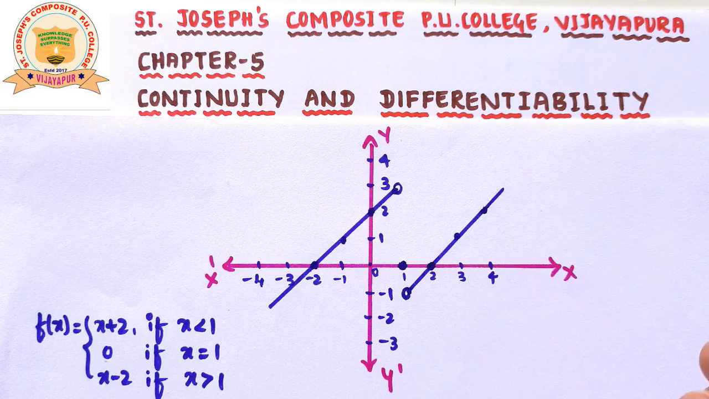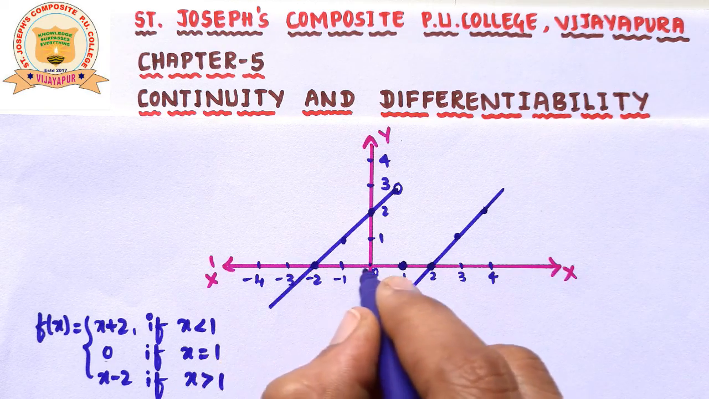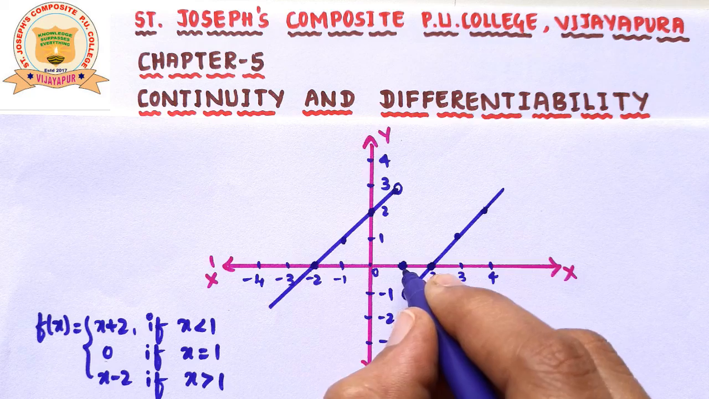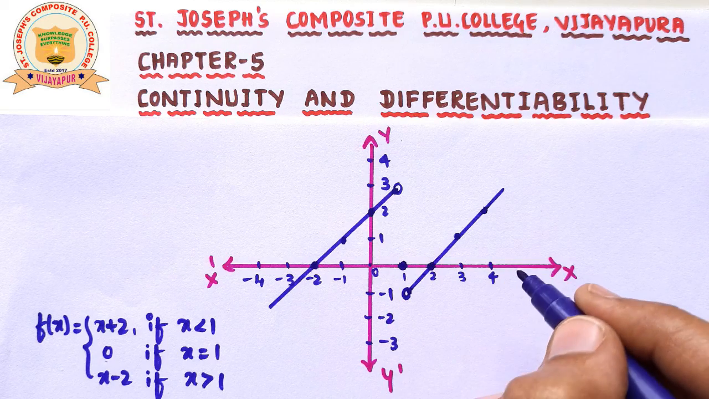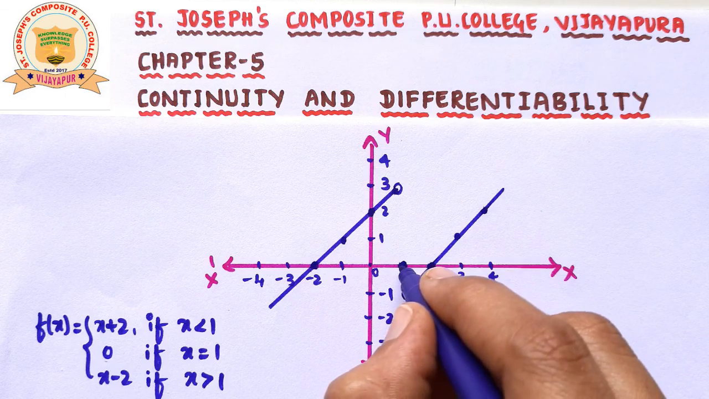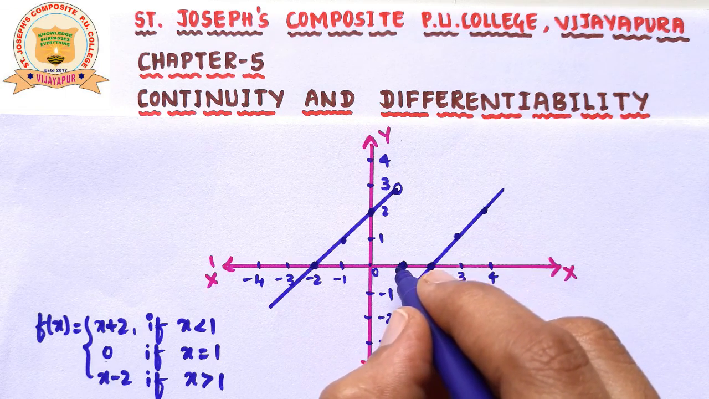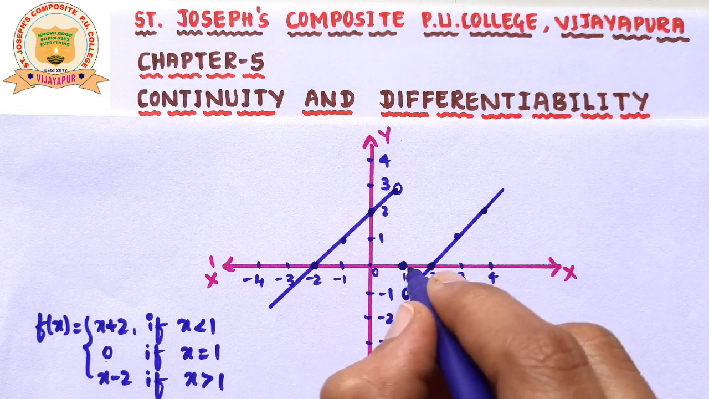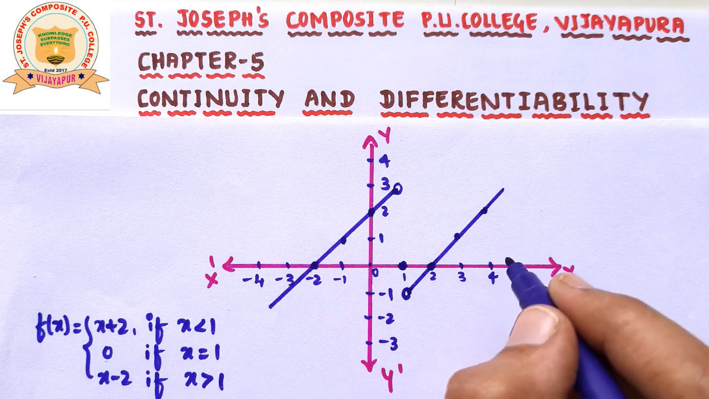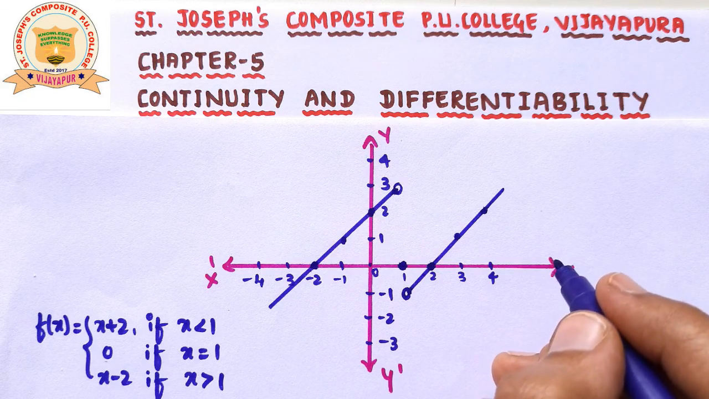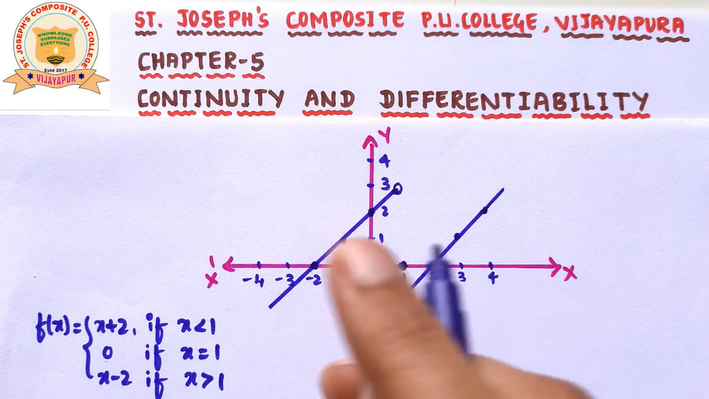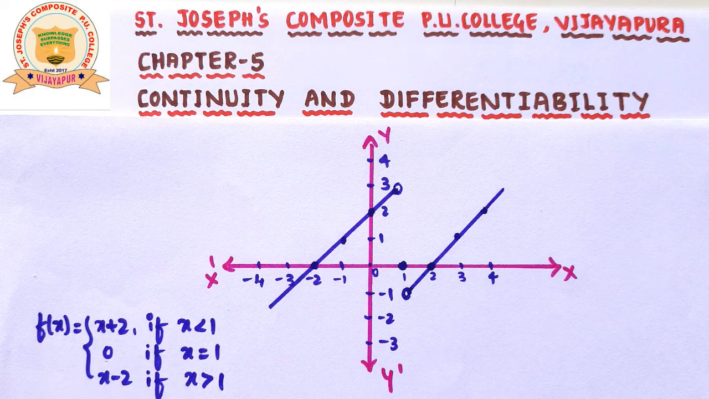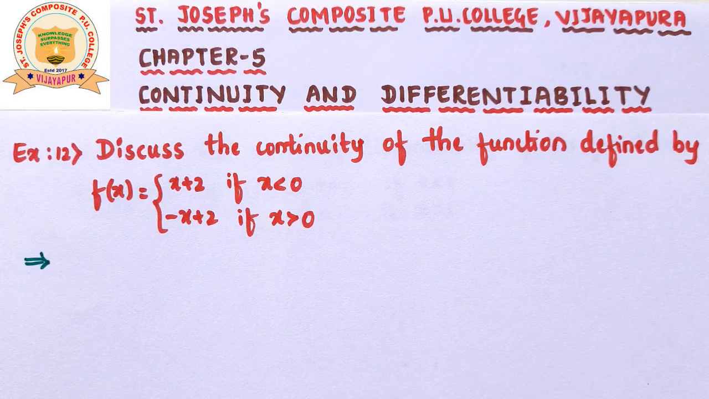Therefore, we conclude that for all these points other than 1 the graph is continuous, because at x is equal to 1 we have to lift the hand to complete the graph. Therefore, x is equal to 1 is the only point of discontinuity. For all the real numbers other than 1, the function is continuous. Therefore, we conclude that x is equal to 1 is the only point of discontinuity of this function. Understood? We'll take the next example.